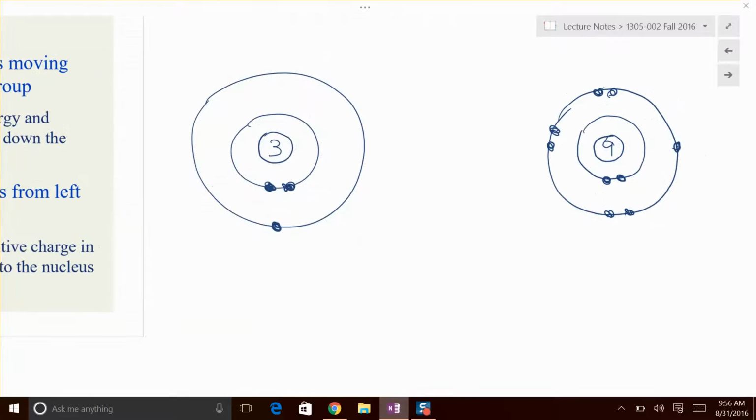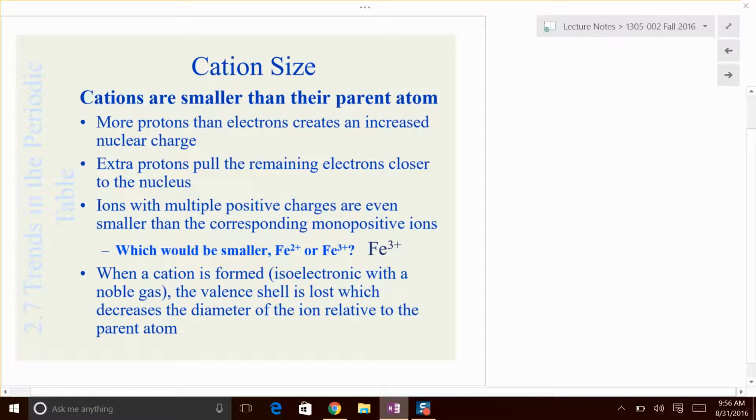Whereas with fluorine, as I add that electron right out there, now I have 10 electrons, 9 protons, it's going to expand. That electron cloud will expand out because it can't hold on to them as tightly as it did before. Okay? So more protons than electrons creates an increased nuclear charge. Extra protons pull the remaining electrons closer. Ions with multiple positive charges are even smaller than the corresponding monopositive ions.